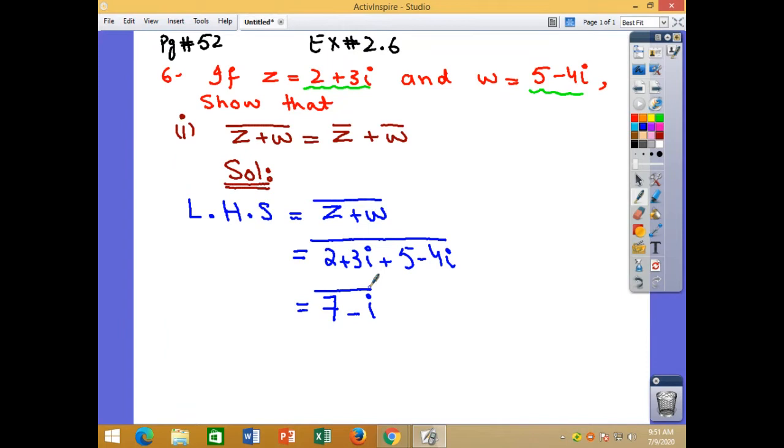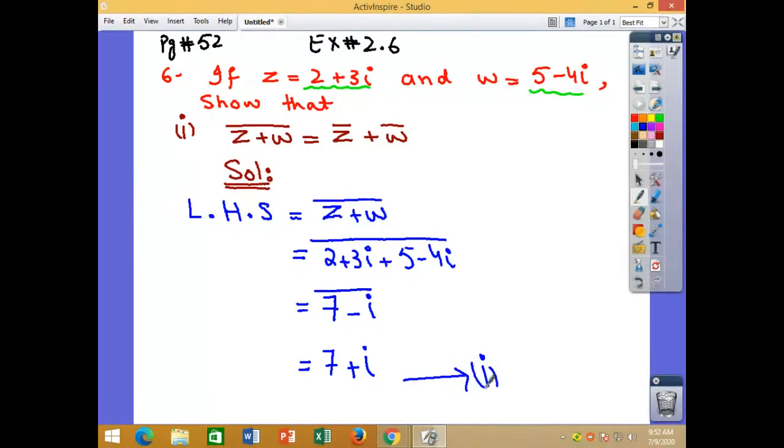Now we write it in the simplest form. We take conjugate. What do we do in conjugate? We change the sign of iota. What is the sign of iota? That is negative. We change it into positive. This is our required first equation, which is our left hand side.